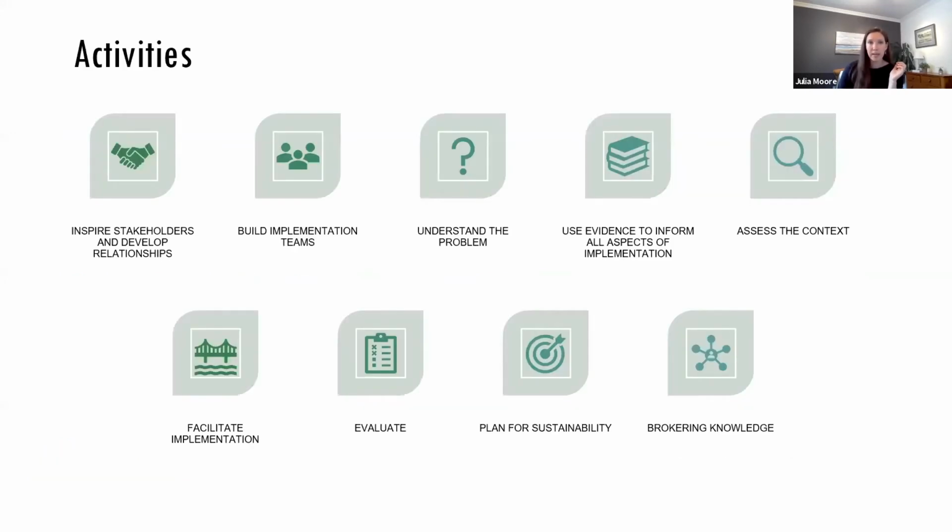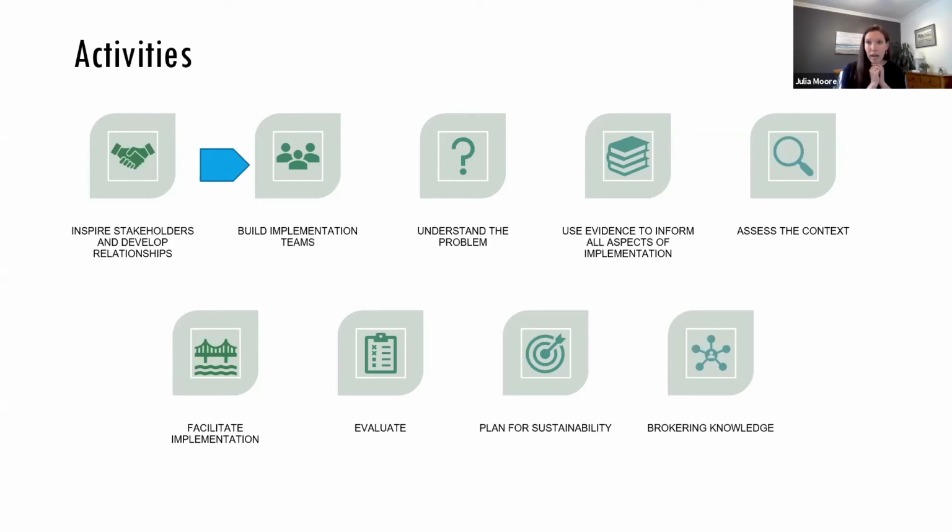We ended up finding 9 different activities and grouped the competencies within those. So I'm going to go through and highlight some of the competencies that came out in each of these different activities. So first, we had inspiring stakeholders and developing relationships. So we know that it's really important for implementation support practitioners to be able to actively listen and build strong and trusting relationships. So we actually had 7 different competencies that came out within this specific activity.